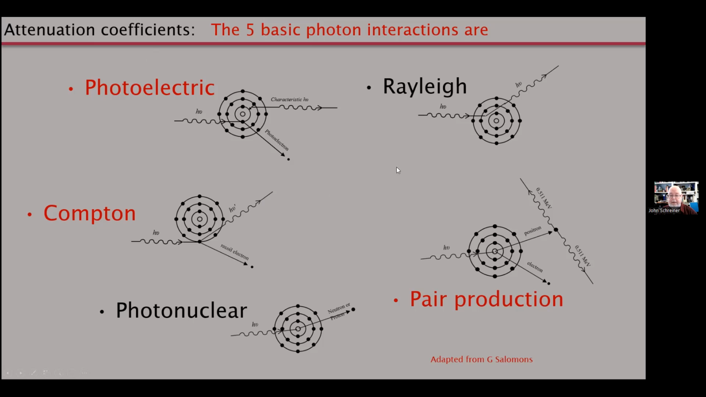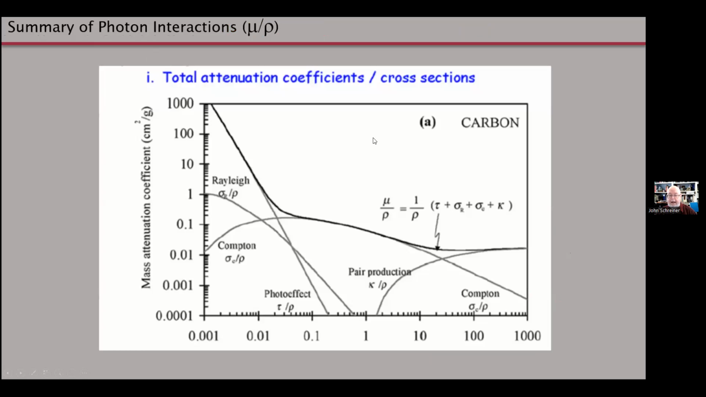So we have this chain of reactions, these interactions that are happening, and the probability of these interactions happening depends on the energy. This is the probability of a certain interaction happening per unit mass of material. So this is a physics characteristic of a particular element, and it's showing what the probability of interactions are, and these are the different interactions at different energies.